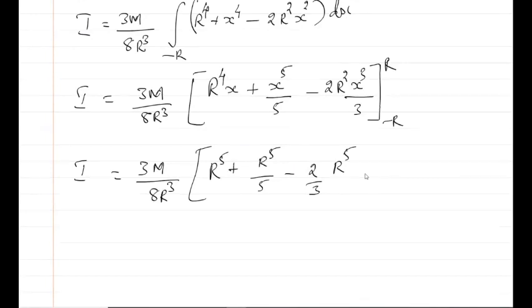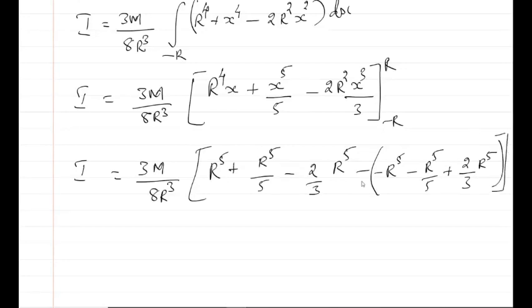This is your upper limit minus of your lower limit. So lower limit, let's put a bracket here because the minus is common for all the terms. So this is minus r. You have to substitute for x as minus r. So that will become minus r power 5. And again for x you have to substitute minus r, and this is minus r power 5 by 5. And you have x cube. That will become minus r cube. Already you have a minus sign, so that will become 2 by 3 plus r power 5. Okay, that's it.